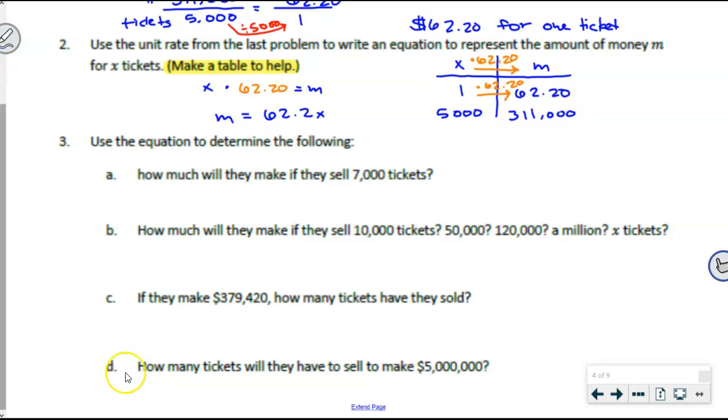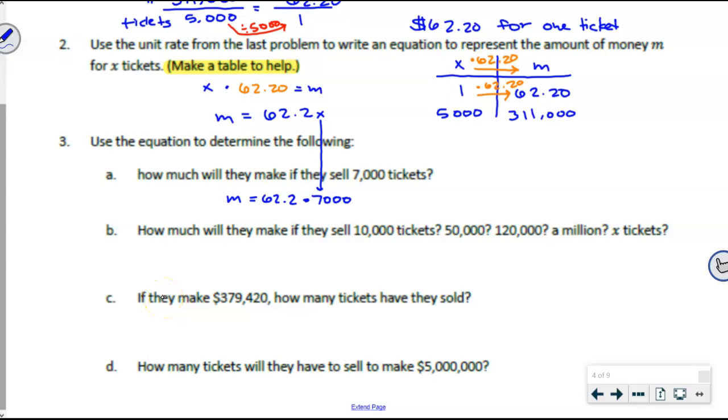Ready, set, go. How much money will they make if they sell 7,000 tickets? Notice what all of this means. This X represents the tickets. So when I'm saying 7,000 tickets, that means I know what X is. X is 7,000. What do I do with the number of tickets? We take that X and multiply it by 62.2. And that gives us our M, the amount of money. So 62.2 times 7,000, and I can't do that one in my head.